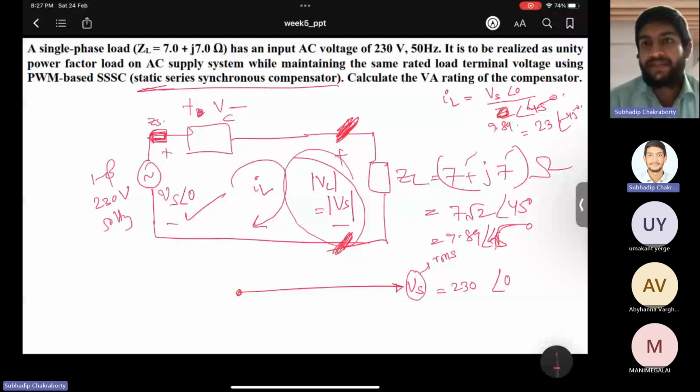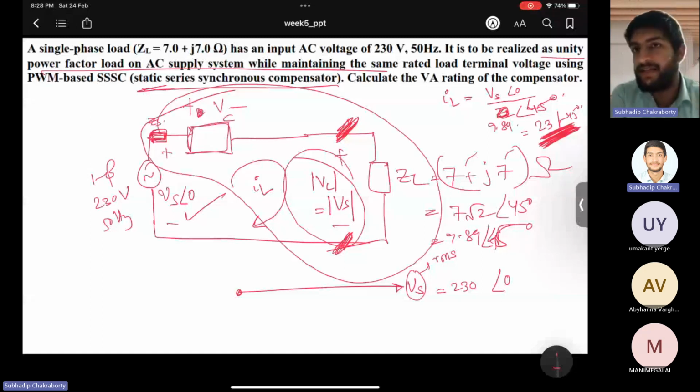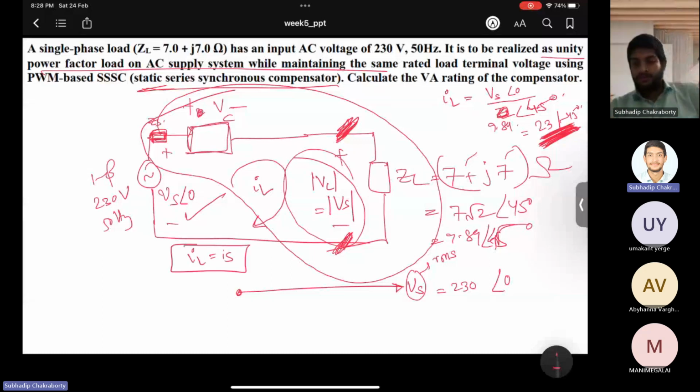So my load was lagging, but it should not have been, because the supply is now seeing a lagging current flowing. In systems like this, your load current and source current are the same. Without compensation, both the load current and the source current were lagging the supply voltage, which makes the supply see a lagging load. But you don't want it.